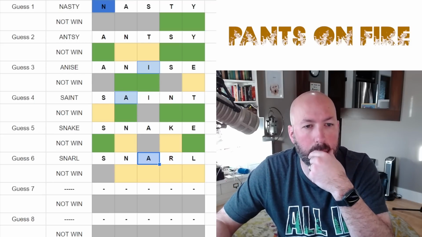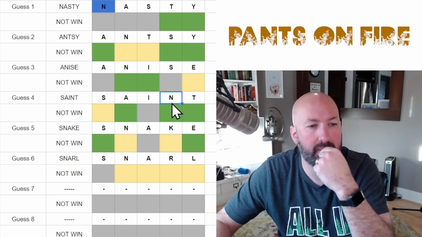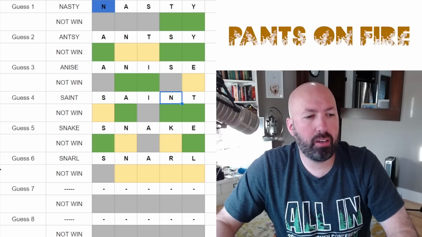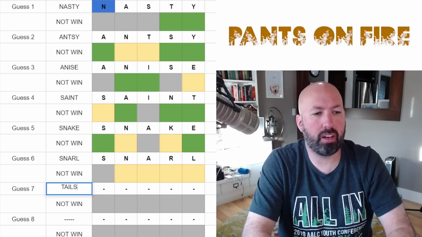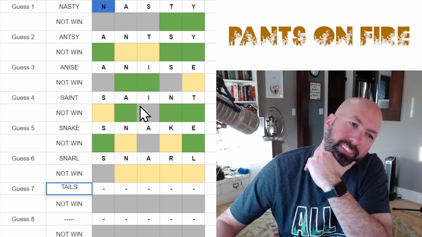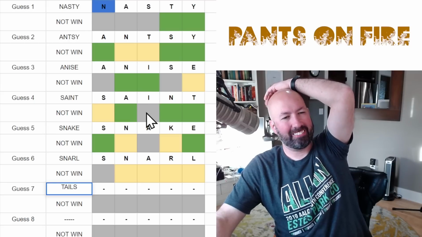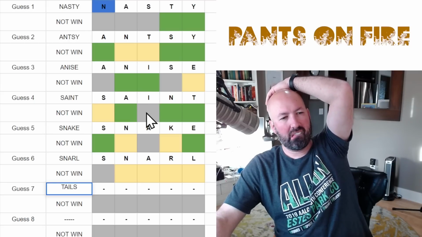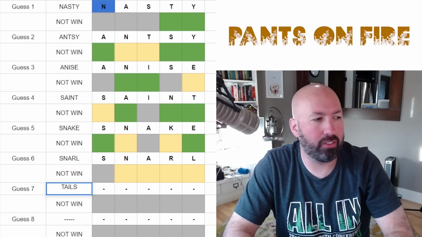Now we could have one of the two maybe. I'm thinking about guessing tails, even though we know it's not right. Am I though? But see, repeating the letters in the same spot. I don't know, let's just try it. I'm still figuring out the good strategy for this.